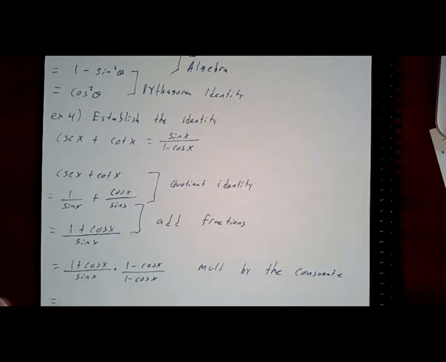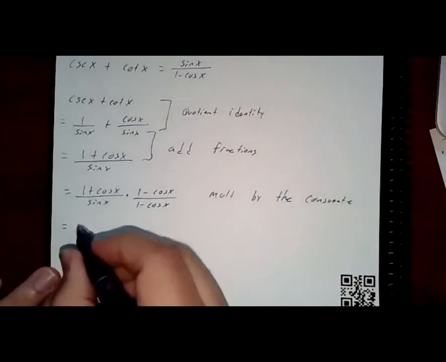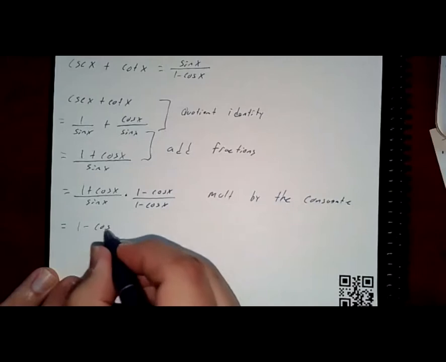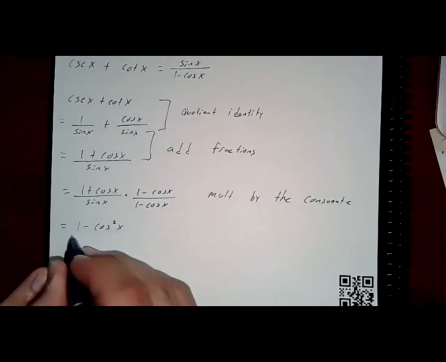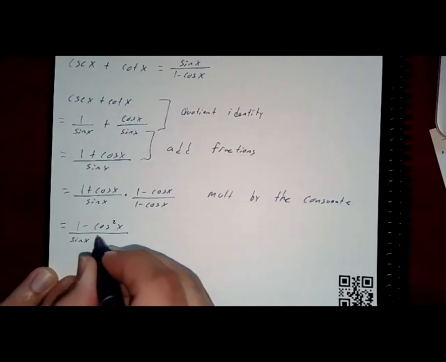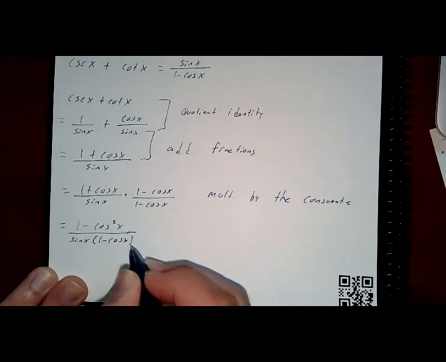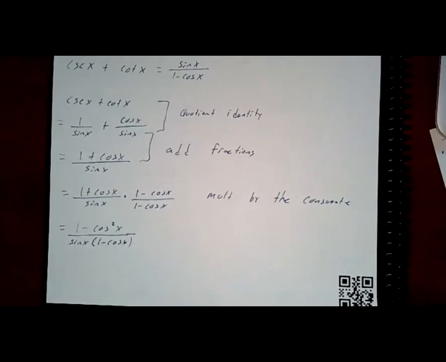So the top part is the difference of squares, right? You see that? 1 plus cosine times 1 minus cosine. It's going to become 1 minus cosine squared x over sine x times 1 minus cosine. I also recommend not to multiply everything because stuff may cancel. Don't multiply it right away. You see how I left it this way?